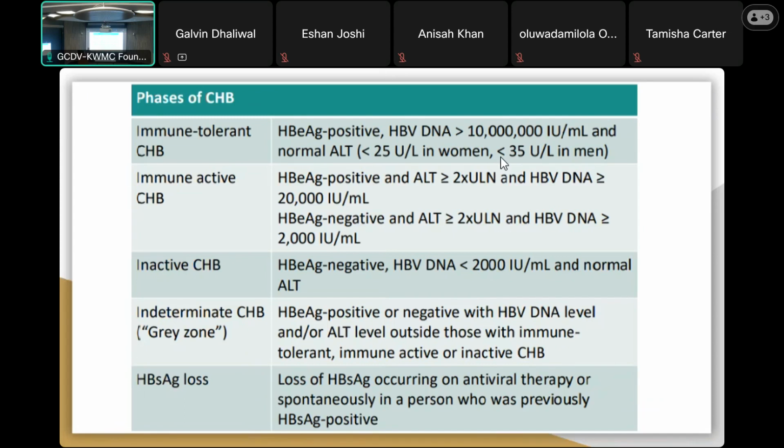Now, the latest guidelines did say that you treat certain populations in this scenario, in the first scenario, and that's if you do scan and they have their age over 40 with F2 or F3 fibrosis. That again, I don't think you guys need to know. All you guys should remember is immune active versus inactive.